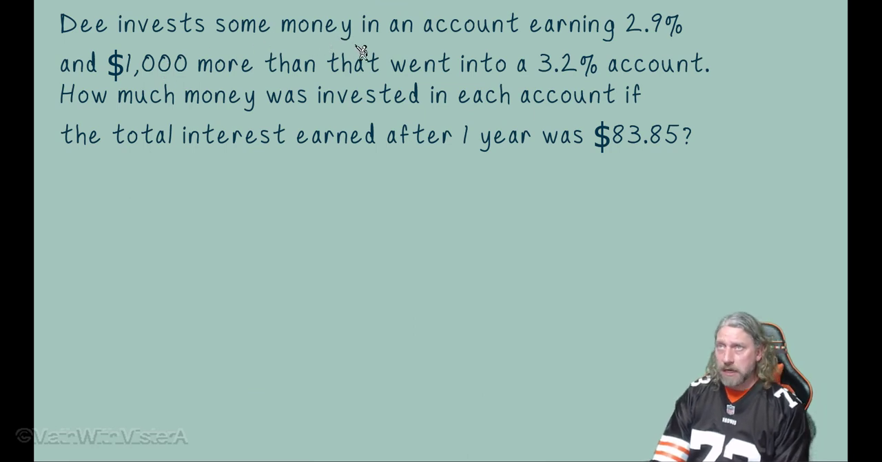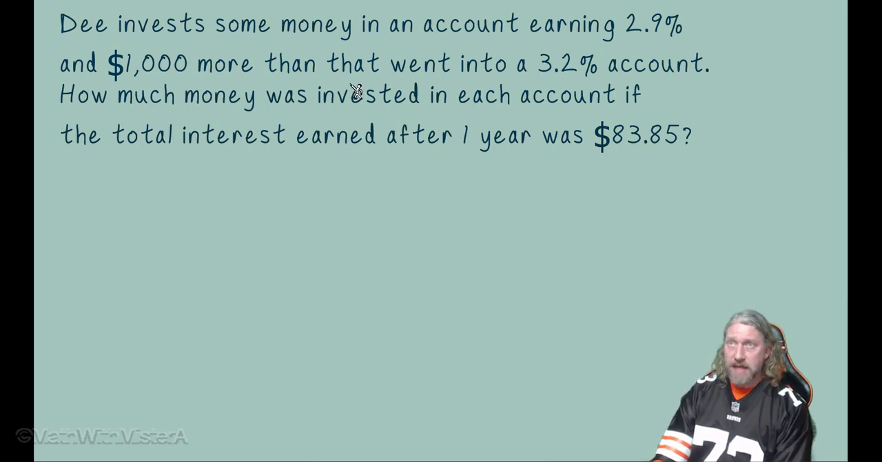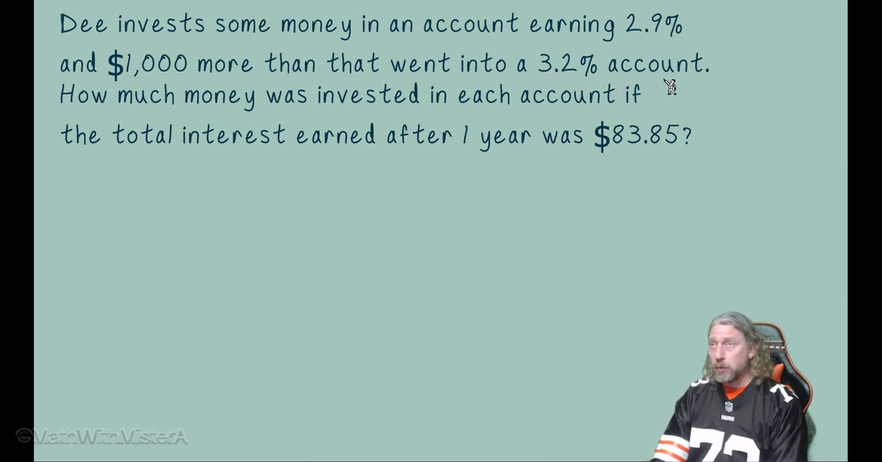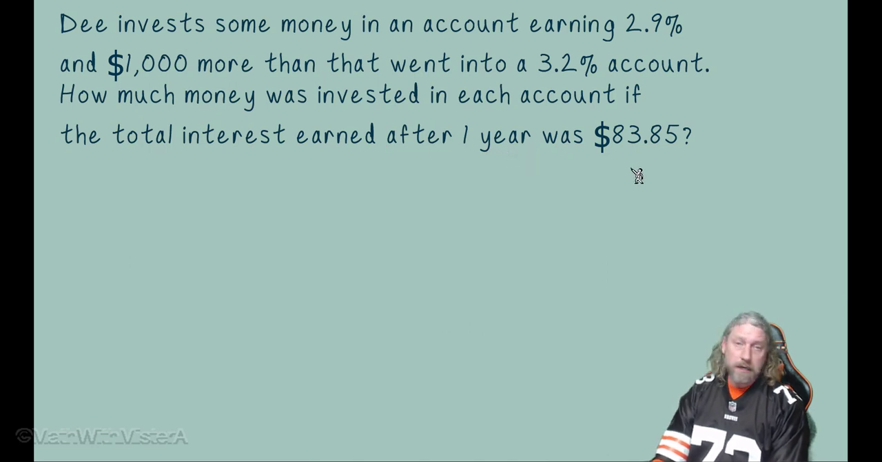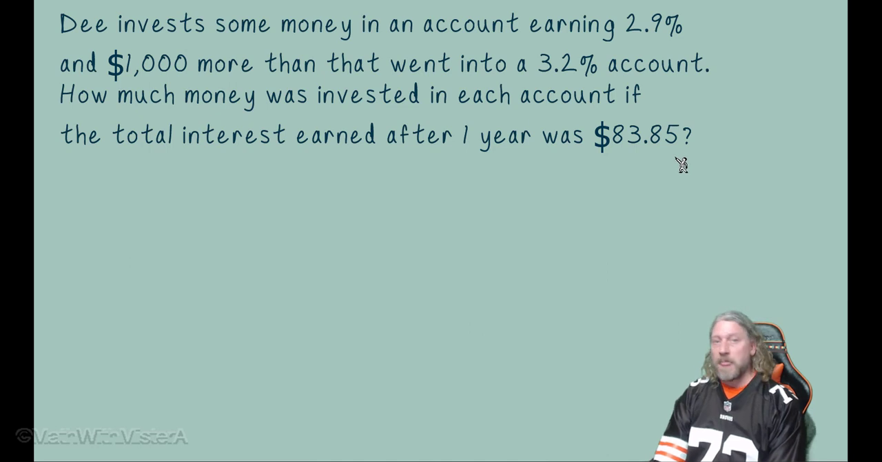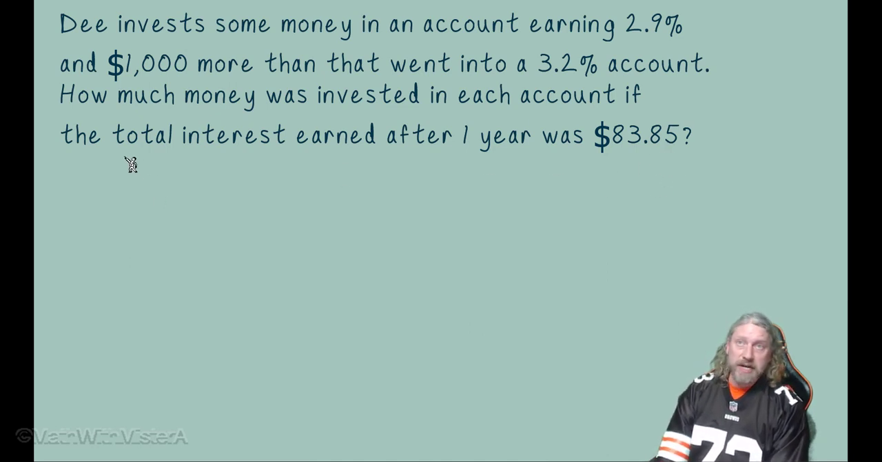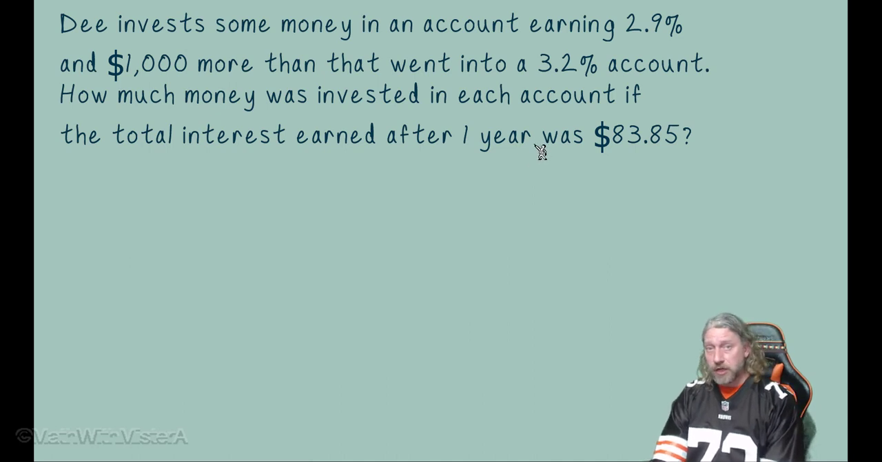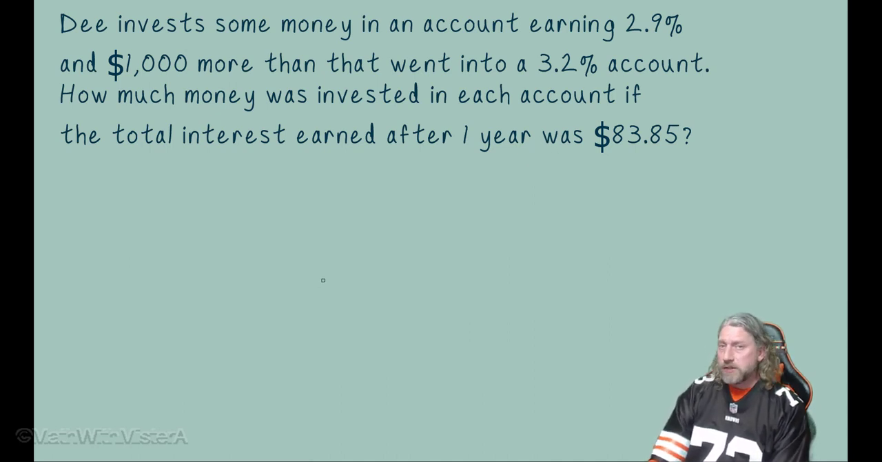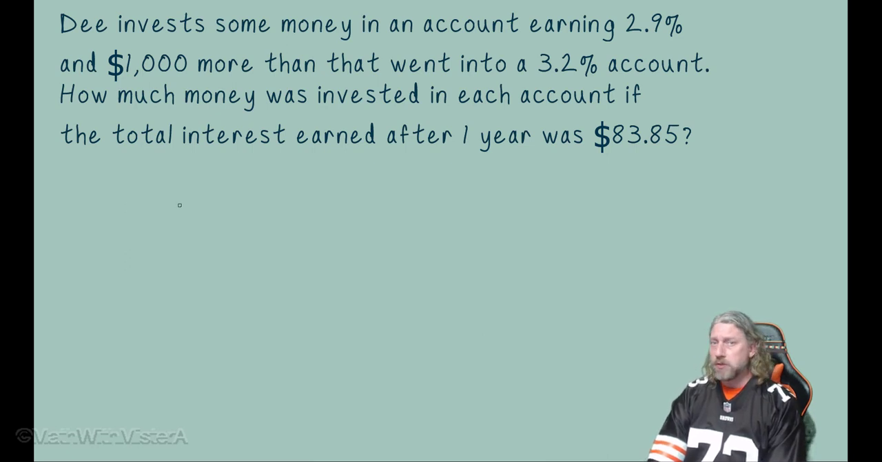D invests some money in an account earning 2.9%, and $1,000 more than that went into a 3.2% account. How much money was invested in each account if the total interest earned after 1 year was $83.85? So let's start off by what is it that we're trying to find? We're trying to find the amount invested in each account. So those amounts are unknown. We'll need to use some variables to represent those unknown amounts. As usual, we're not trying to use two separate variables. We're trying to represent these two unknowns with only one variable.